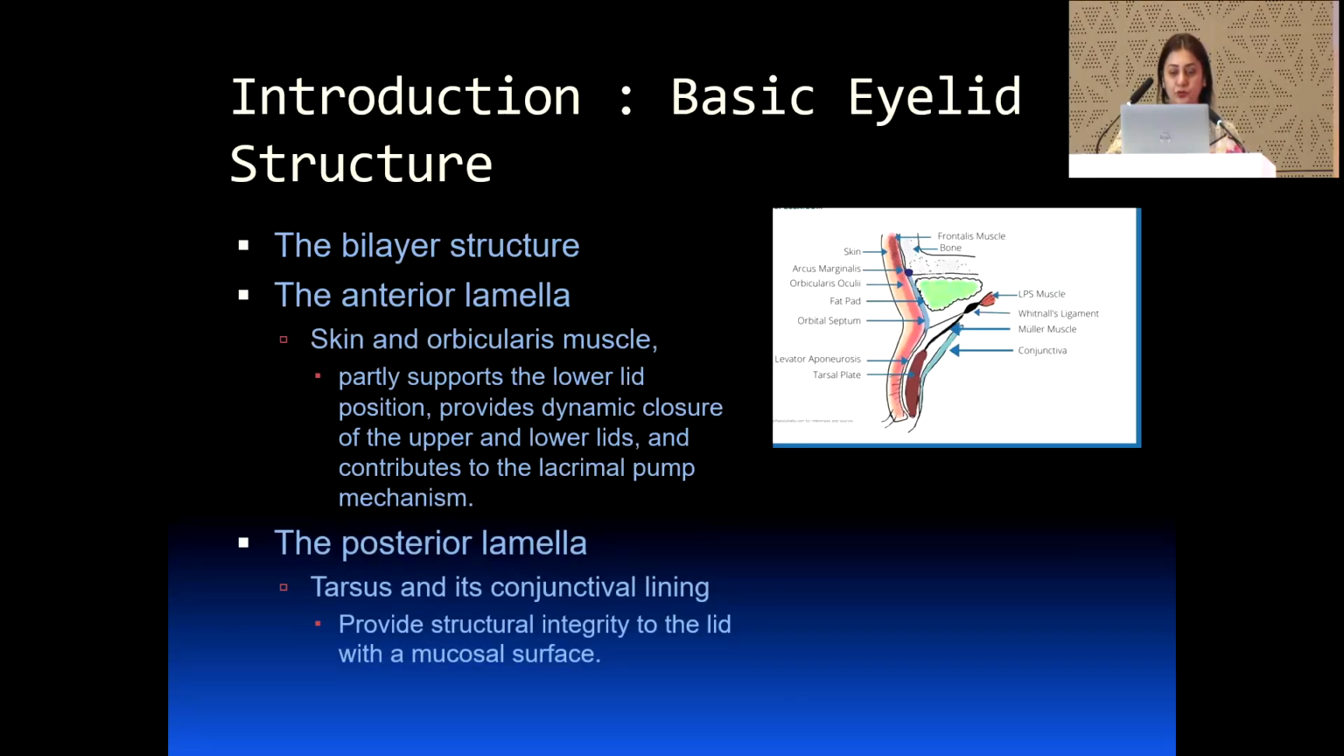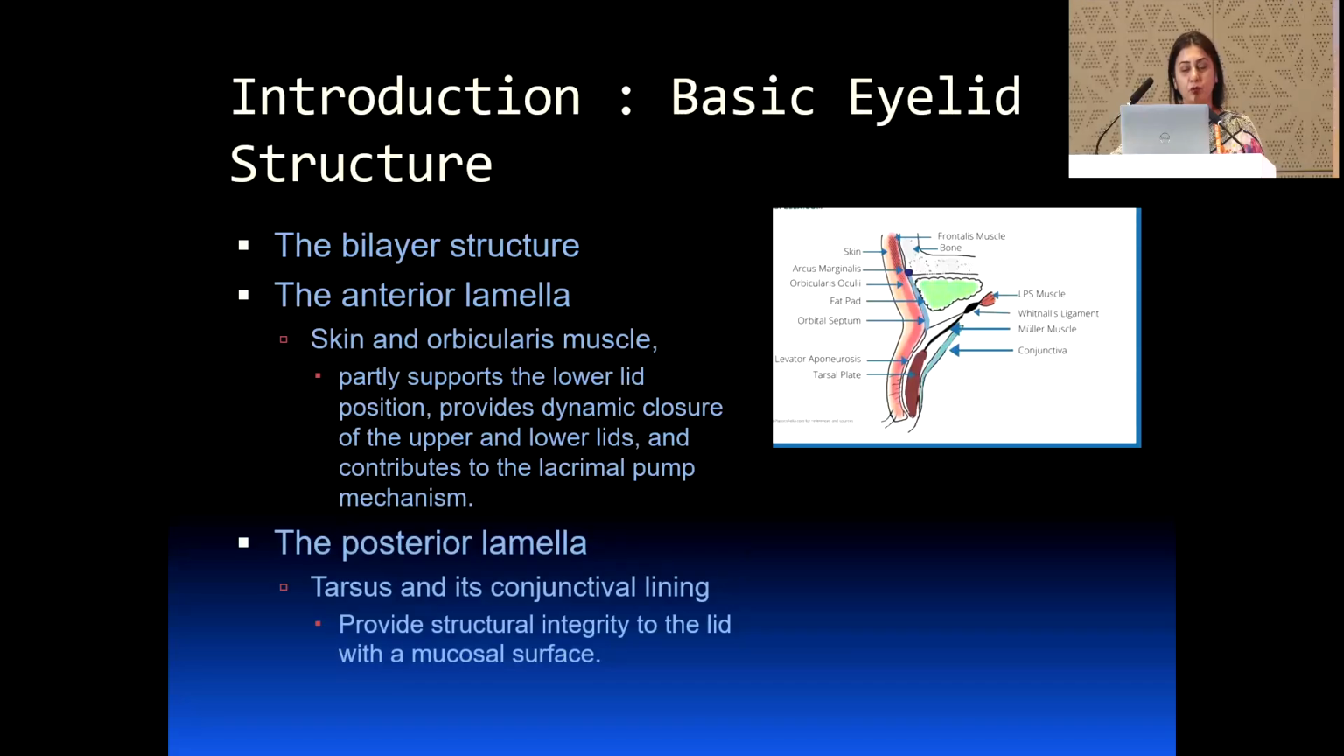So basically lid is composed of two layers, the anterior lamina and the posterior lamina. I will not go into detailed anatomy of the structures, but just that anterior lamina, basically skin and orbicularis muscle, function is to support the lid position, and it is very important for the lid closure and protection of the globe. And posterior lamina, the tarsoconjunctival layer, has a mucosal lining which prevents any irritation to the ocular surface.